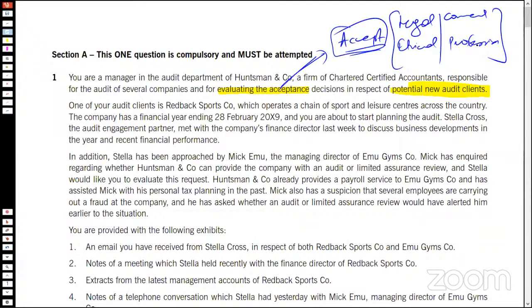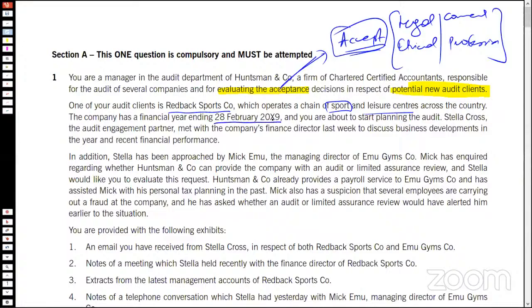The next aspect is basically, it says one of your audit clients is Redback Sports Company. So what is the company's name? The name of this company is Redback Sports Company. Now, it says which operates a chain of sport and leisure centers across the country. So what is Redback Sports Company operating? They're operating a chain of sports and leisure centers across the country.